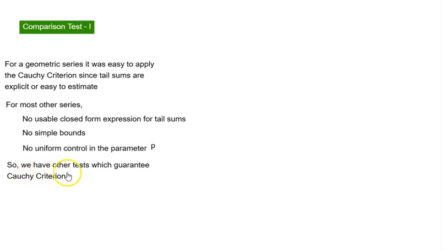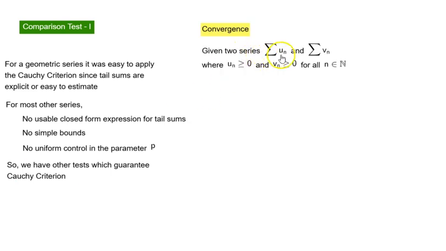Now remember, we have other tests which guarantee the Cauchy criterion. And the first one of those that we are going to look at is the comparison test 1. Now let's look at it from a convergence point of view. Given two series, u sub n and v sub n, where all the terms of the u series are greater than or equal to 0, and all the terms of the series v sub n are greater than or equal to 0.